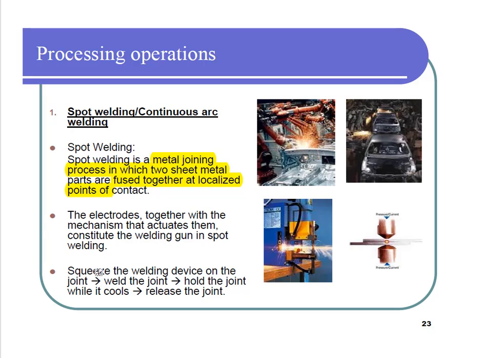Alright, the electrodes together with the mechanism that actuates them constitute the welding gun in spot welding. Squeeze the welding device on the joint and then weld the joint. Hold the joint while it cools and release the joint. So this is how it is being done. First, they squeeze the two sheet metals, okay, and then they weld it, and then they hold it until it is cool, and then it is released after it is cool, so that it can be joined together. These are the steps of doing a spot welding.